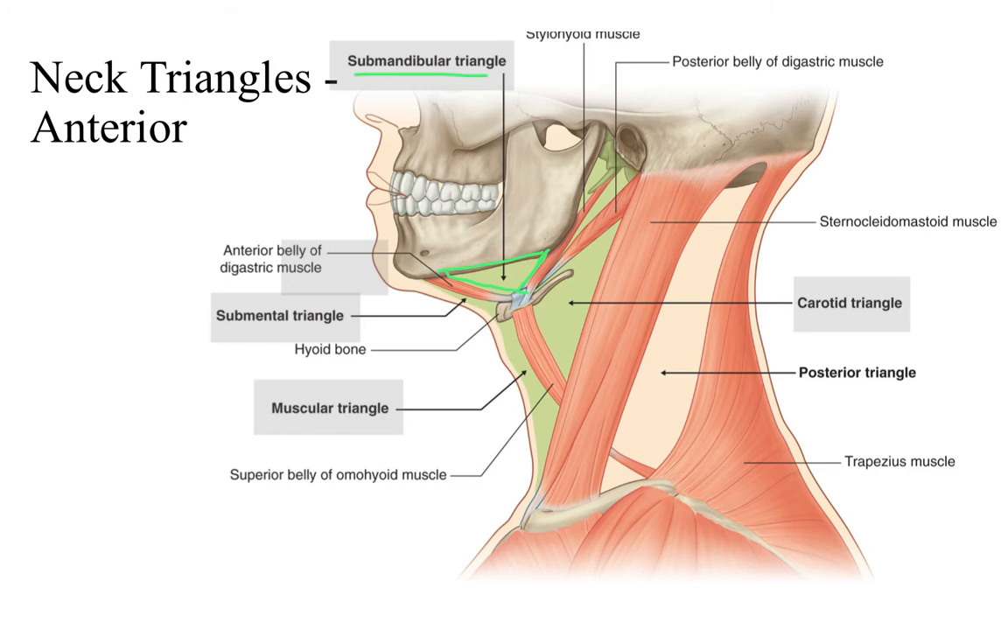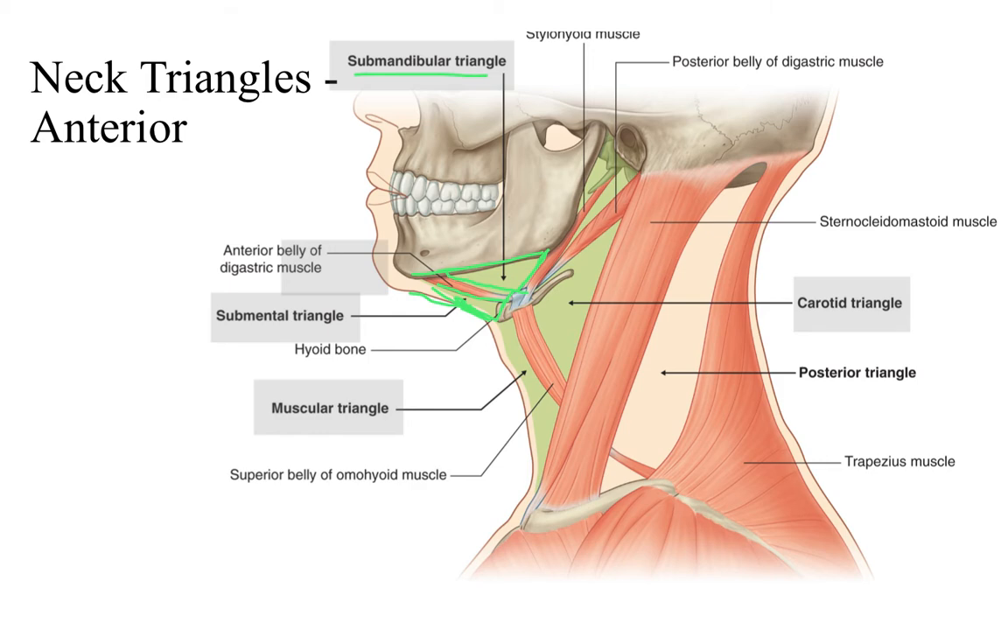Our submental triangle is this really tiny triangle right here. Remember, mental refers to chin, so it's under the chin. All right, so here's your bone, here's your chin right here, so it's in that space underneath the chin. With the inferior border being the skin, the superior border being the anterior belly of the digastric muscle, and the posterior border being the hyoid bone.